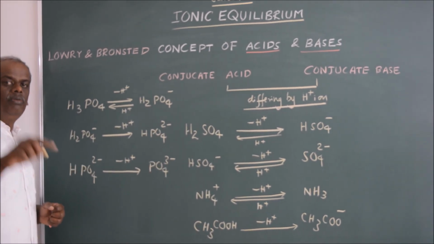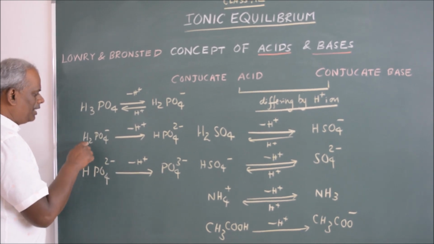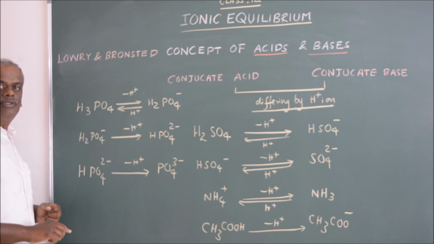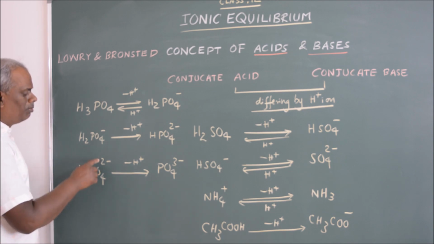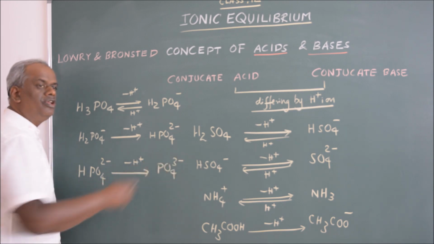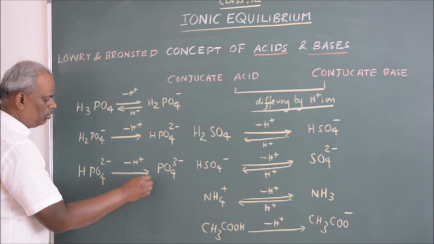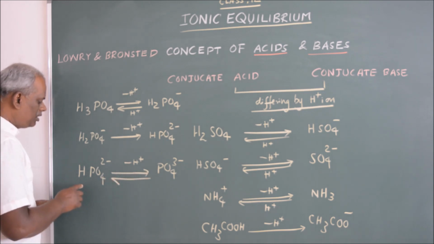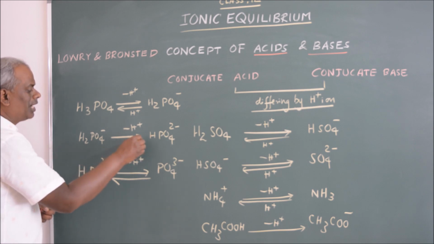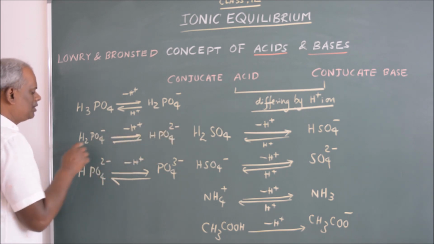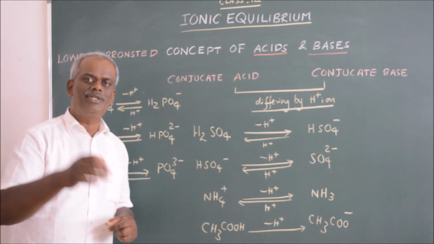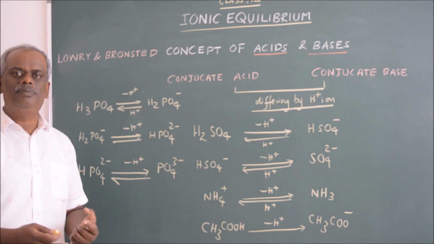Why is it carrying 2 minus? The simple reason, another hydrogen is removed from that. So it has got 2 negative charges. Now HPO4 2 minus, when you remove one more hydrogen from that, we can have PO4 3 minus, phosphate. So the conjugate acid of phosphate is HPO4 2 minus. The conjugate acid of HPO4 2 minus is H2PO4 minus. So this is the way of understanding conjugate acid-base pairs. Is it clear?